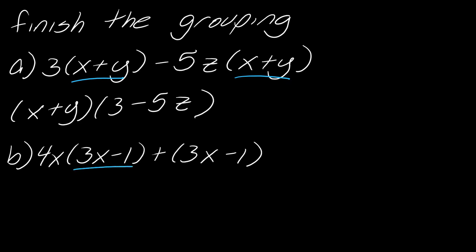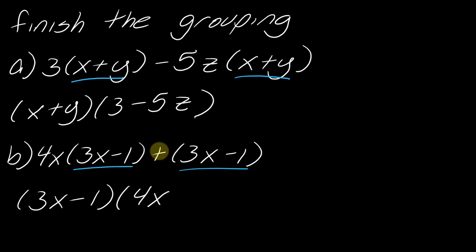So now I've got 3x minus 1 and 3x minus 1. So this is 3x minus 1. Now this one I made a little tricky. This is going to be 4x plus... plus what? Well, there's no number in here because there is just assumed to be this invisible 1 right here. So this will be times 4x plus 1. Okay, so hopefully now we've kind of got that general idea of grouping.